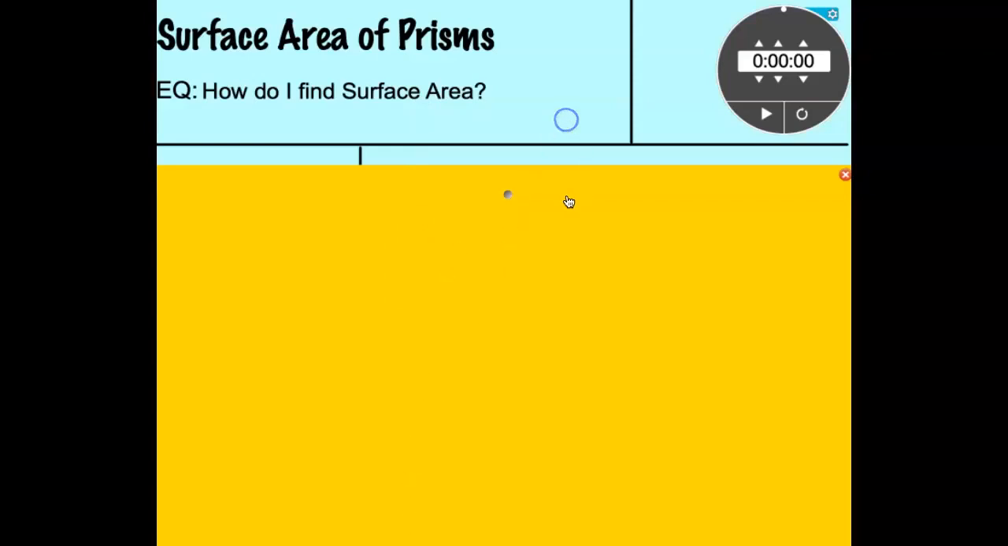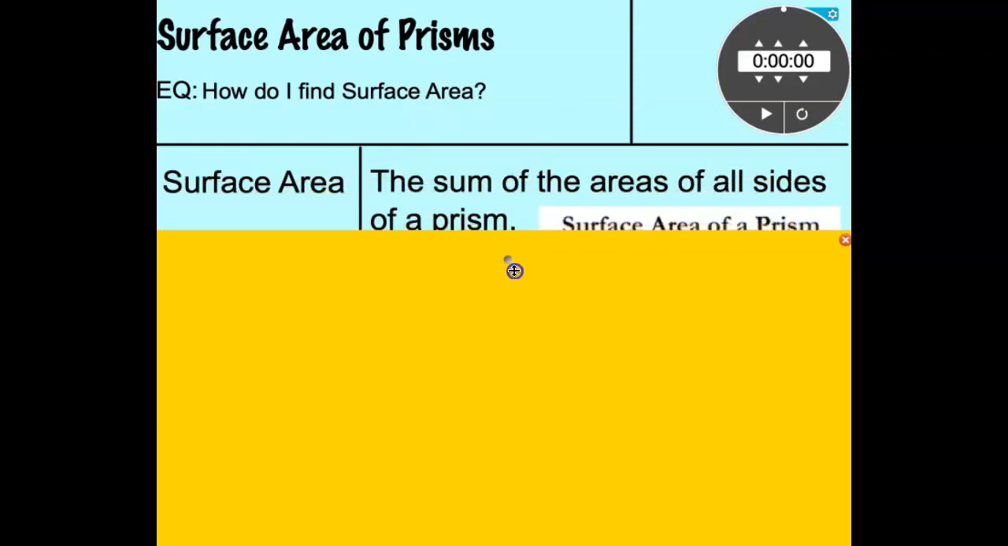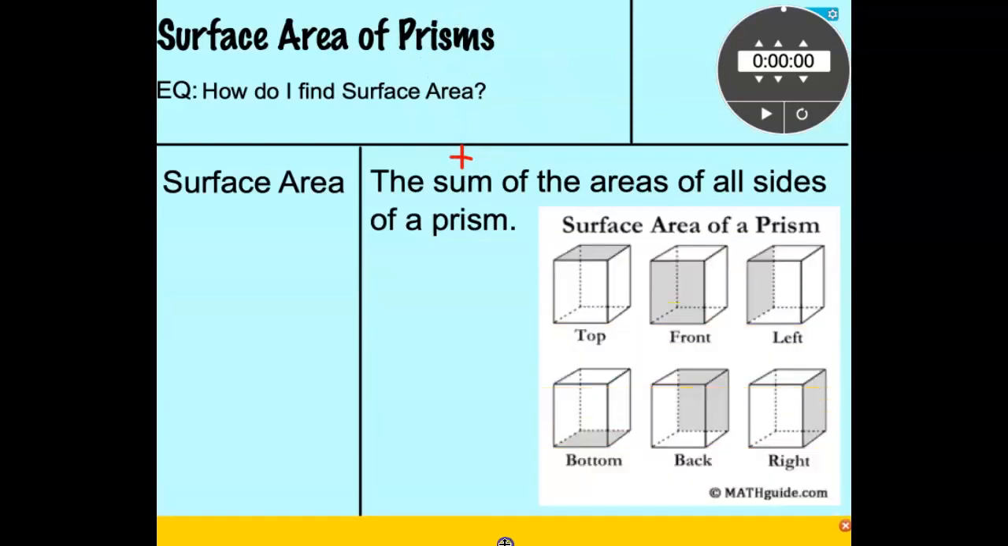So first off, our definition of surface area. Surface area is the sum of all the areas of all sides of a prism. So remember, sum means addition, so we're going to add together all the sides of a prism, and hopefully you remember from elementary school what a prism is. A prism, I'll show you a picture right here, for example, can be shown on the right here.